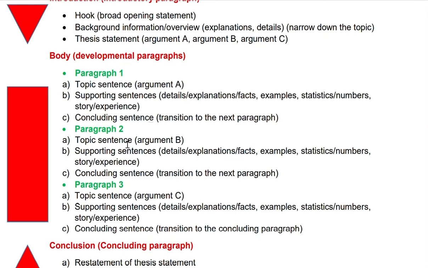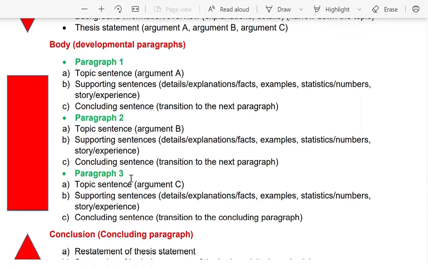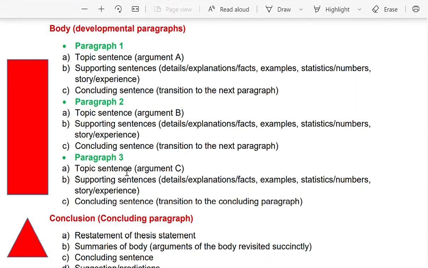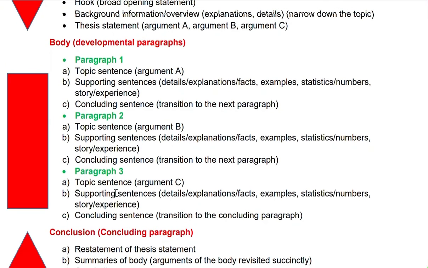The second paragraph also has the same structure as the first paragraph. It has a topic sentence. The topic sentence introduces the second argument of the thesis statement, and the same concluding sentence. And the same structure for paragraph 3. We have a topic sentence for argument 3 and some supporting sentences and concluding sentences as well. The shape of a body is basically like a rectangle.